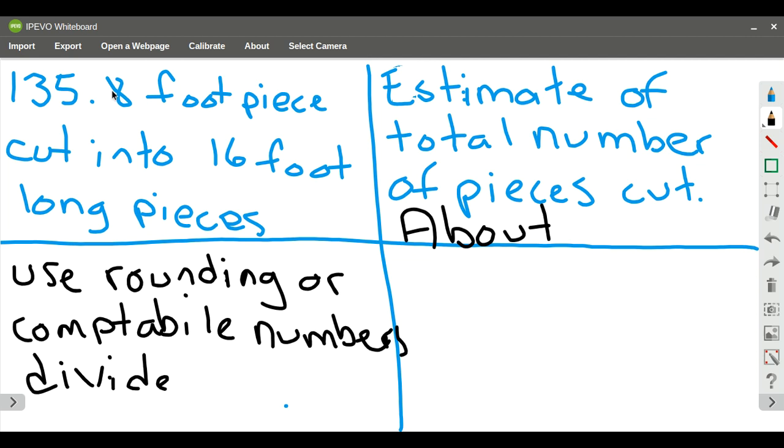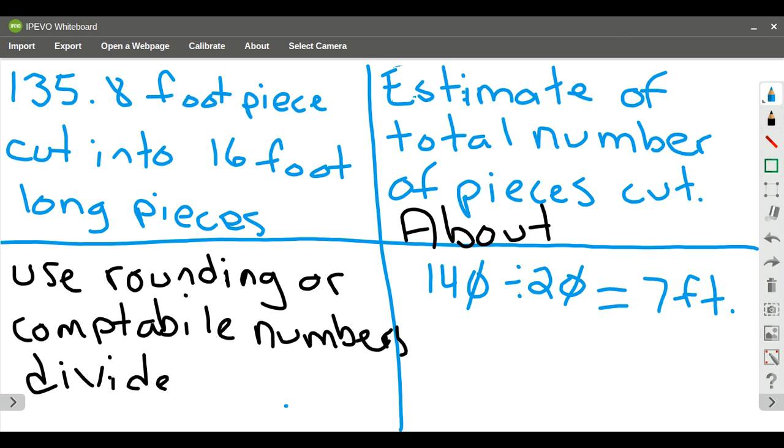I'm going to take 135.8 feet and use rounding first, rounding that to the nearest 10. So I'm going to do 140. Then it's cut into 16-foot long pieces, so the 16 I'm going to round to 20. I'm not multiplying, I'm dividing. When I divide 140 by 20, I use my multiples of 10 rules that we talked about in our last topic, and it becomes 14 divided by 2, which is 7. So each piece would be about 7 feet.